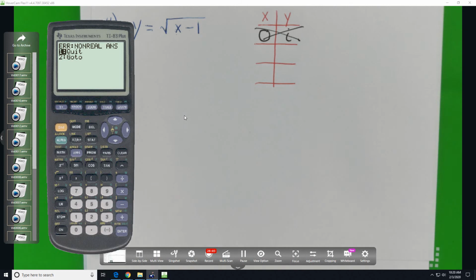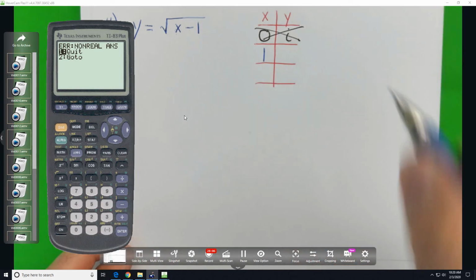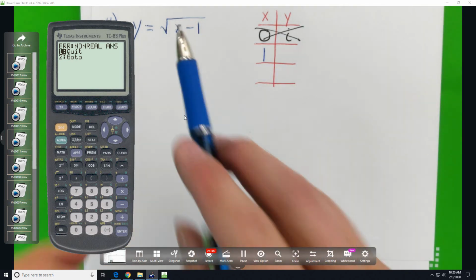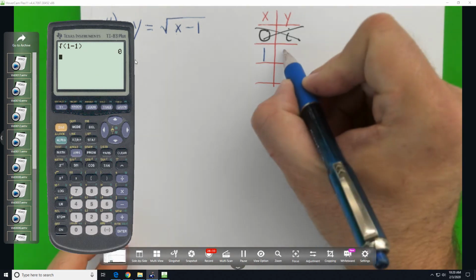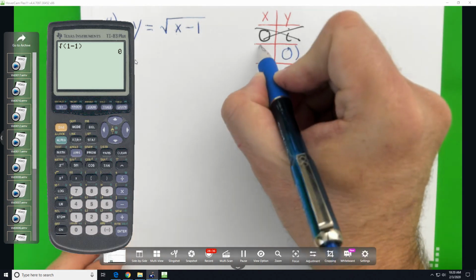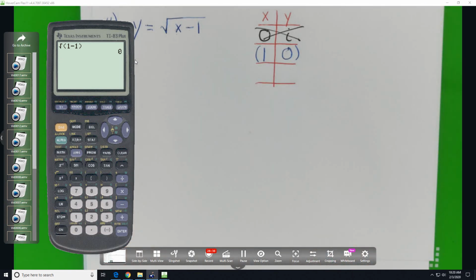There are no imaginary numbers on the XY axis. Well, let's try another one. What about 1? If I plug a 1 in for x, am I getting a real number or an imaginary number? 1 minus 1 is 0. What's the square root of 0? Well, it's a real number. 0 times 0 is 0. So there's one ordered pair. Let's choose another number and just keep on going.